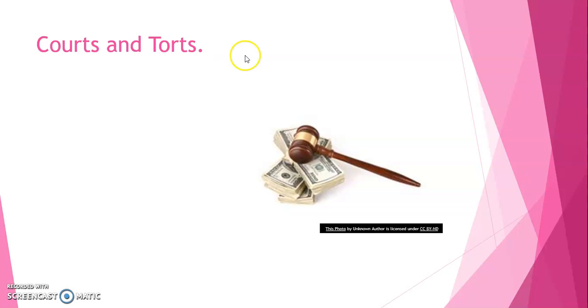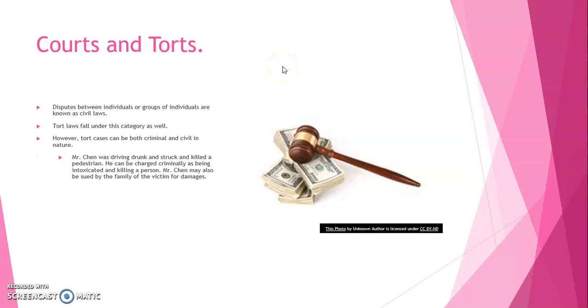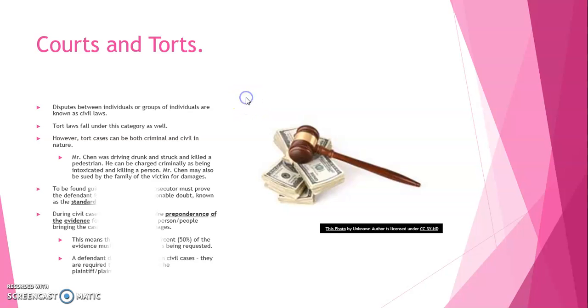All right, so courts and torts. A little bit of rhyming there for you. So disputes between individuals or groups of individuals are known as civil laws, and tort laws fall under this category as well. However, tort cases can be both criminal and civil in nature. An example here, Mr. Chen was driving drunk and struck and killed a pedestrian. He can be charged criminally as being intoxicated and killing a person. Mr. Chen may also be sued by the family of the victim for damages. So again, this isn't always the case, but this can happen as well.